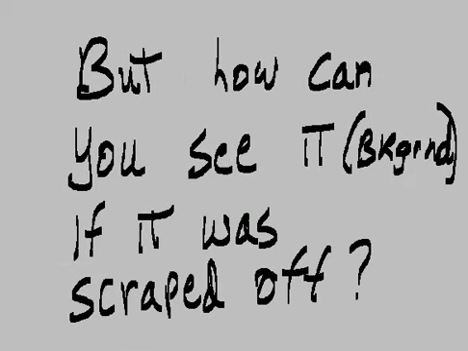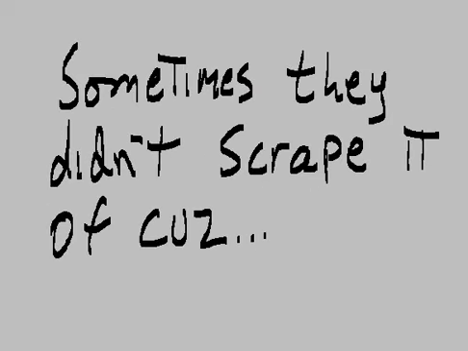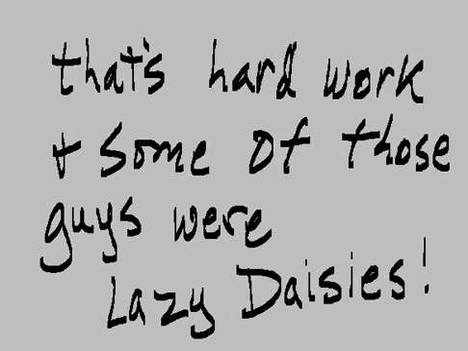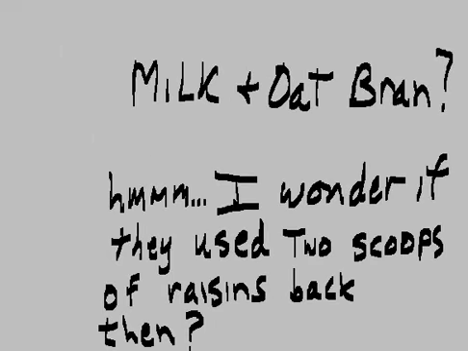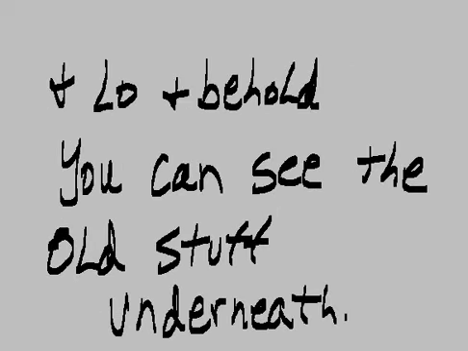But how can you see the background if it was scraped off? Well, sometimes they didn't scrape it off, because that's hard work, and some of those guys were lazy daisies. So they'd cover it up with milk and oat bran. Milk and oat bran? I wonder if they used 2 scoops of raisins back then. Well, anyway, as time goes by, the milk and oat bran fade, and lo and behold, you can see the old stuff underneath.